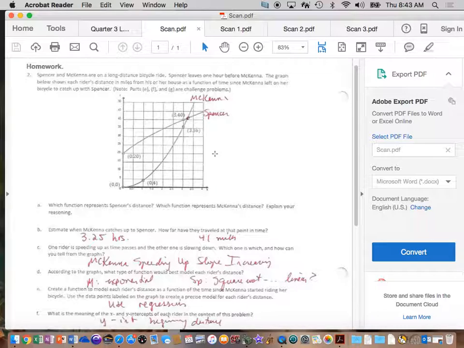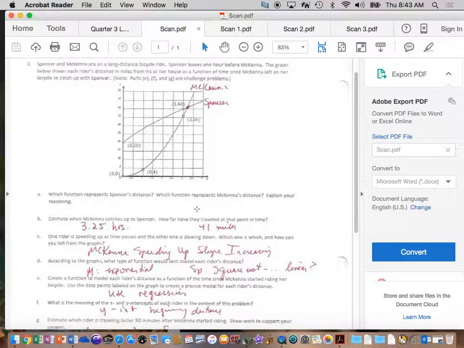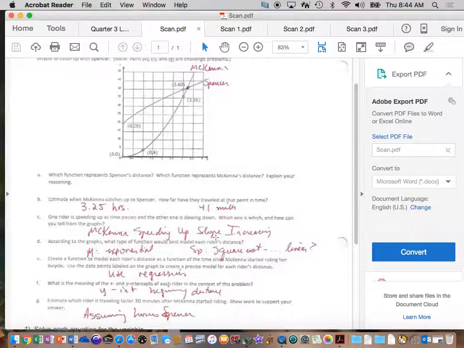Okay, now, let's take a look at the homework from last night very quickly. I didn't answer all of the questions like I usually do. I only went through 2 short sections. I wanted to make sure that you're able to interpret some data off of this graph. Now, Spencer left first, because Spencer left first at what they're counting as time 0, which is the time that McKenna leaves. Oh, wait. Spencer's already got a head start.